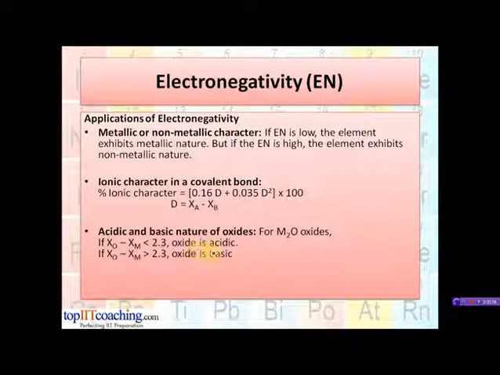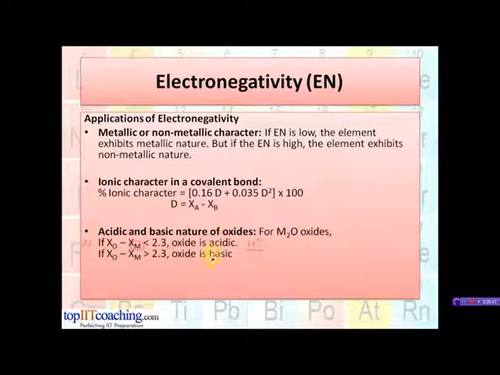Now we can easily understand why it is so. An acidic oxide is that oxide which gives the solution of an acid with water. So that means that solution will furnish hydrogen ions. Now we know that the electronegativity of oxygen is 3.5. If the difference between X_O and X_M is less than 2.3, that means the electronegativity of M is also high. So in that case, it will easily attract the shared electrons towards itself and easily furnish hydrogen ions in the solution.